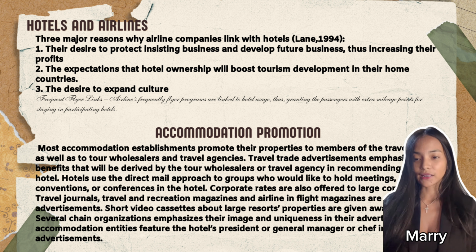Hotels use the direct mail approach to groups who would like to hold meetings, conventions, or conferences in the hotel. Corporate rates are also offered to large companies. Travel journals, travel and recreation magazines, and airline and flight magazines are used for advertisement. Short video cassettes about large resort properties are given away or sold. Several chain organizations emphasize their image and uniqueness in their advertising. Some accommodation advertisements feature the hotel's president, general manager, or chef.